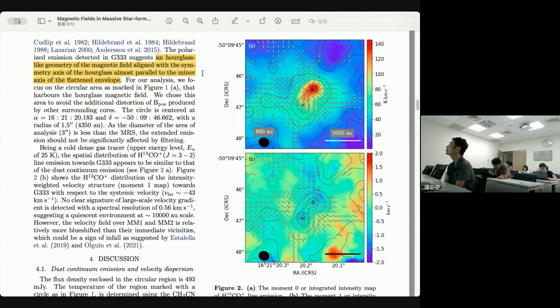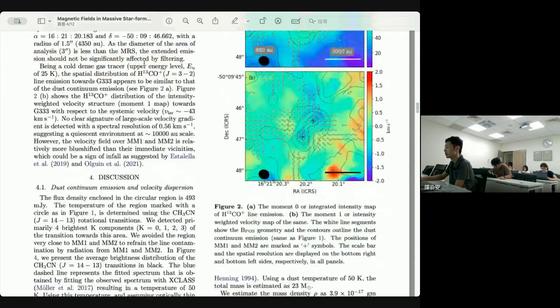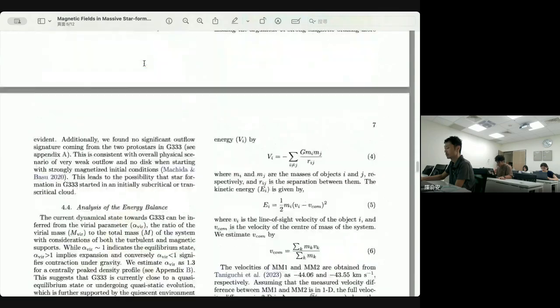And they also found no significant outflow signature coming from these two protostars. This is consistent with the overall physical scenario of very weak outflow and no disk under a strong magnetic field strength. So they want to confirm that their observation is aligned with this strong magnetic field. Okay, so that's all about their paper.